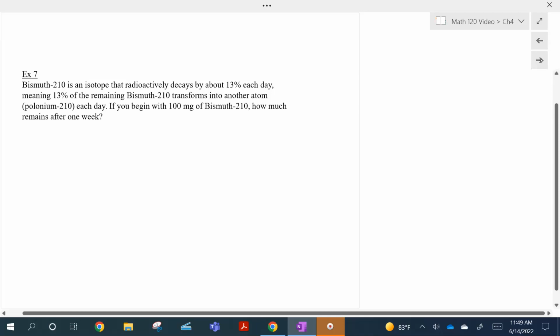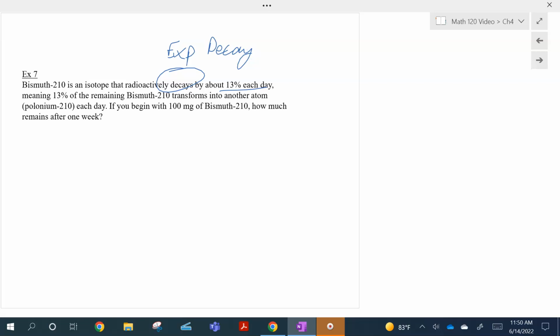Bismuth-210 is an isotope. It decays by 13%. So this is an exponential decay situation, decaying at 13% each day. If you begin with, so your initial value, 100 milligrams, how much remains after 1 week? After 1 week. Okay, so it's each day. So t is time in days. T is time in days here.